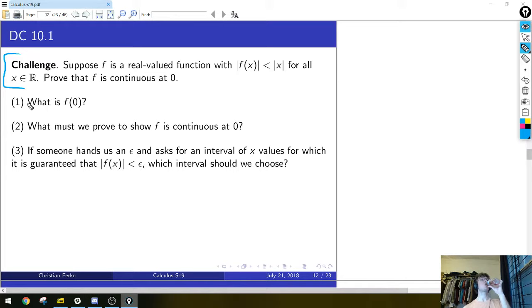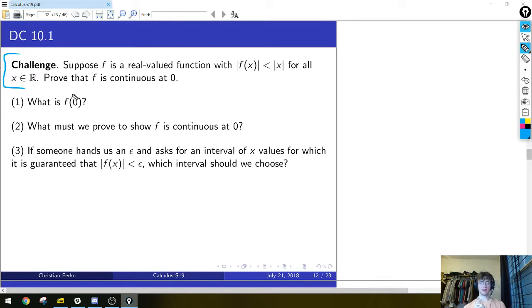Should I just keep reading? Yeah, go on. Okay. Question 3. If someone hands us an epsilon and asks for an interval of x values for which it is guaranteed that the absolute value of f of x is less than epsilon, which interval should we choose? Good, okay.